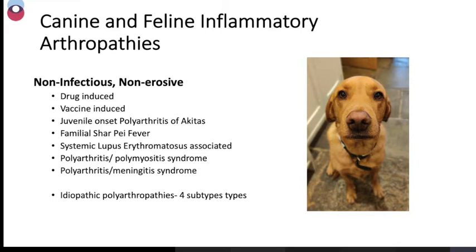And then moving on to our non-infectious and non-erosive arthropathies. Different forms include drug-induced, vaccine-induced, and then more breed-specific forms. And we'll touch on systemic lupus erythematosus as well. And then the last two we'll speak about a little bit less, but just for completeness, polyarthritis, polymyositis syndrome, and polyarthritis meningitis can be causes of immune-mediated polyarthritis, and then we'll discuss idiopathic polyarthropathies and their four subtypes as well.